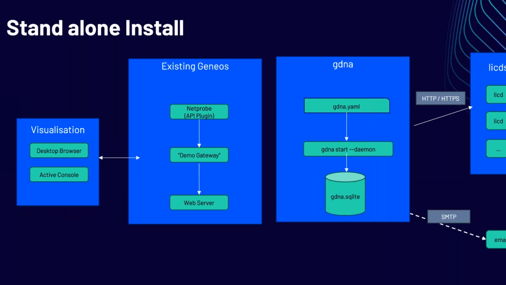And the last one is a standalone install. Once again, very similar to the other one. It's using a demo gateway with the Netprobe pointing to our API plugin. From a GDNA perspective, we have a YAML file. And let's just be clear here, all the YAML file is doing is pointing to all the various license daemons you have running on your estate. The prerequisite obviously being that the GDNA tool has to have access to those license daemons on that 7041, whatever port you've pointed it to. And at this stage, I want to make very clear, probably the biggest obstacle in any of this, as you probably know, is getting access to those license daemons from where GDNA is running.